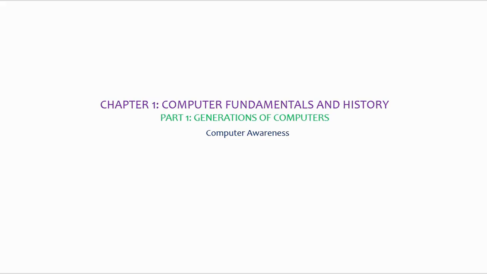Computers didn't suddenly appear in their modern form. Instead, their development happened slowly over many decades. Each major change in the technology used inside computers is called a generation of computers. And these generations show how computers evolved from huge machines using vacuum tubes to today's ultra-fast AI and quantum computers.